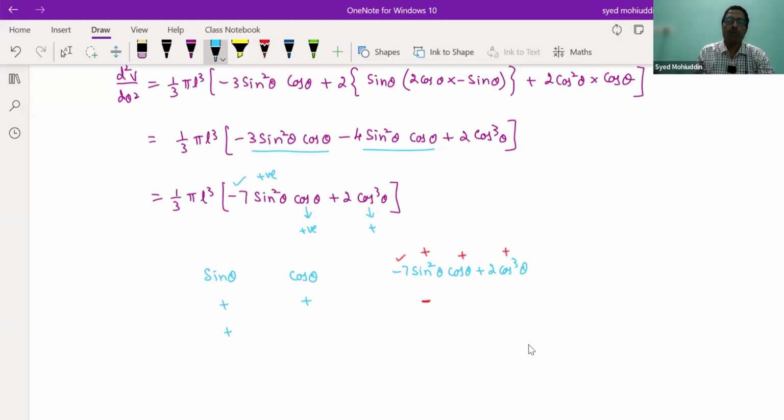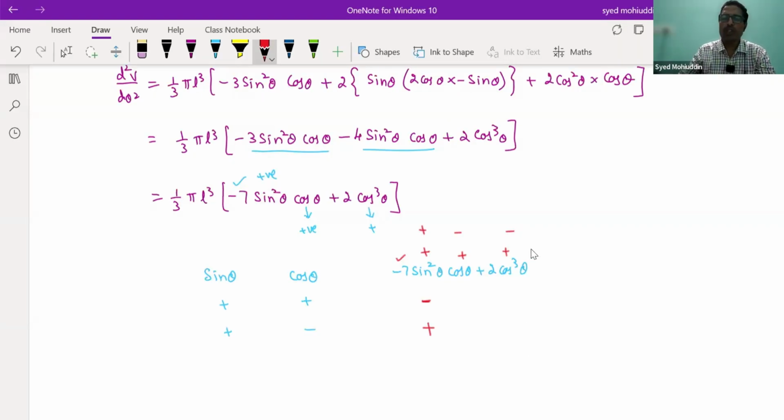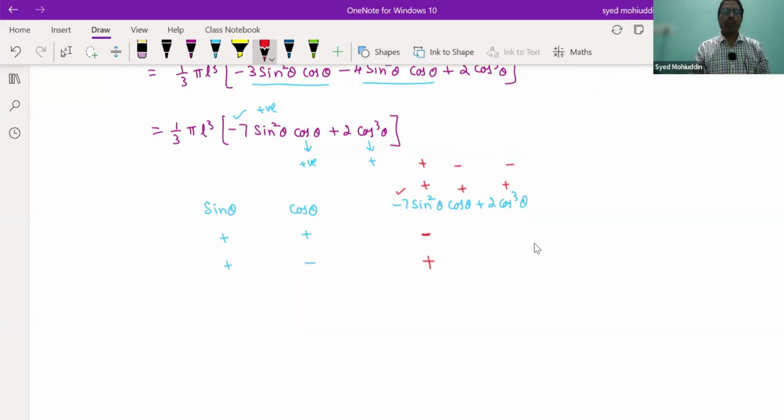Suppose sine is positive and cos is negative. In that case, what happens? Let us again check. Sine is positive, so this is a positive value. Cos is a negative value over here, so negative of negative will be positive. Therefore we'll be getting a positive value here. So in that way, you can go on checking different possibilities, but we'll take the first case, where it is negative, for maximum.